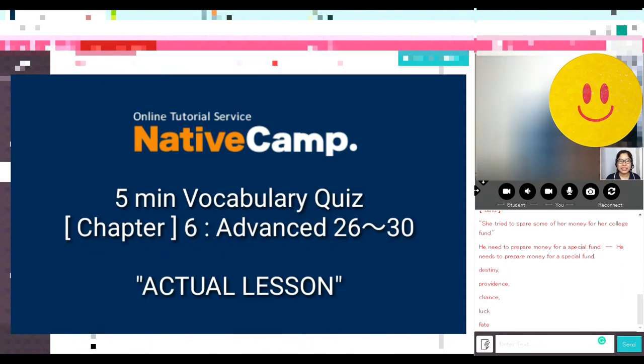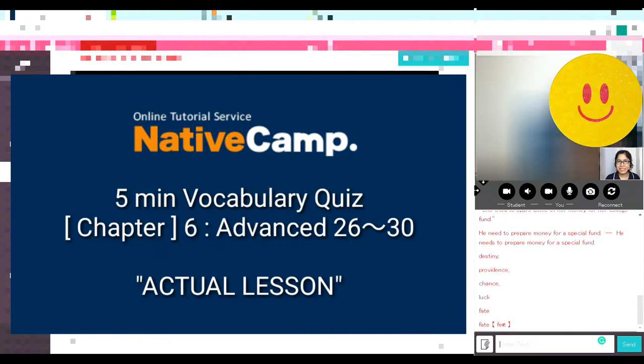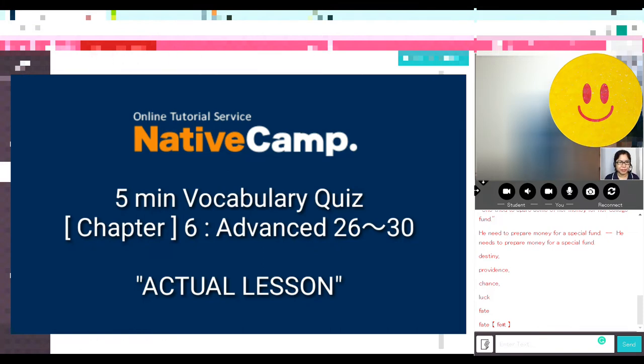This time I will type the phonetic symbols into the chat box. Please repeat after me twice. Okay. One moment. Fate. Fate. So let's move on to the next activity. Okay. I'll type the hidden word into the chat box. Let's read the sentences. Please repeat after me twice. Okay. One moment.